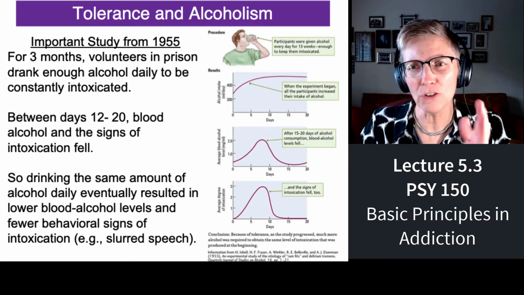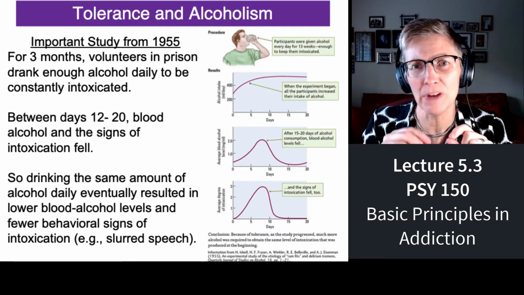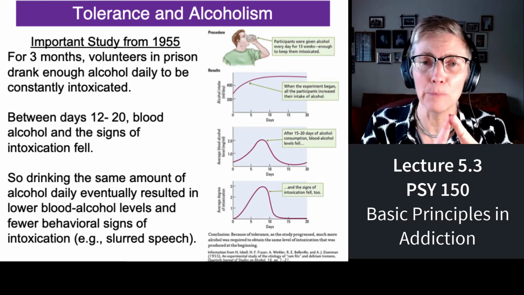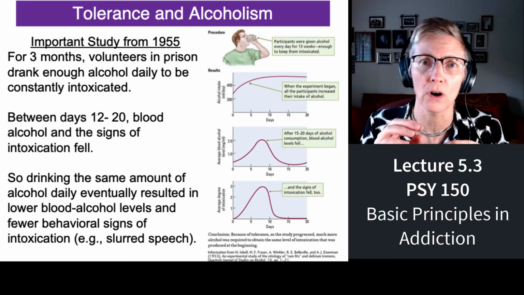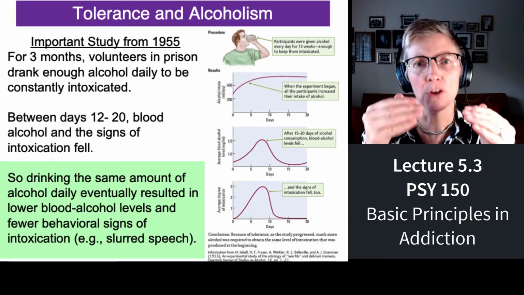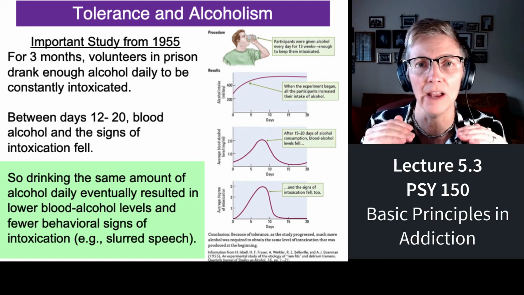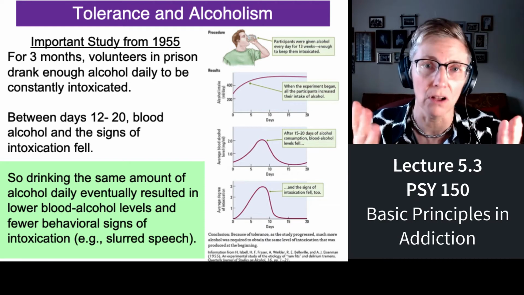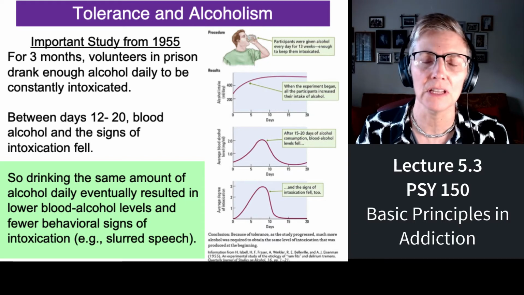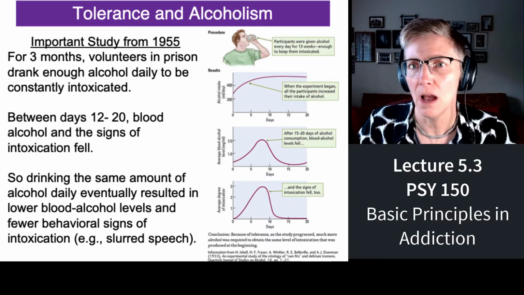But after about 2 weeks, the amount of alcohol that they consumed had less of an impact on two things: how intoxicated they appeared, so how much their speech slurred or they had trouble walking, but also the blood alcohol content. The lowering of the blood alcohol content tells you that the body has figured out a way to metabolize the drug, the alcohol in this case, more efficiently, so that the amount of alcohol in the blood is actually decreased. So that's a classic example of tolerance.